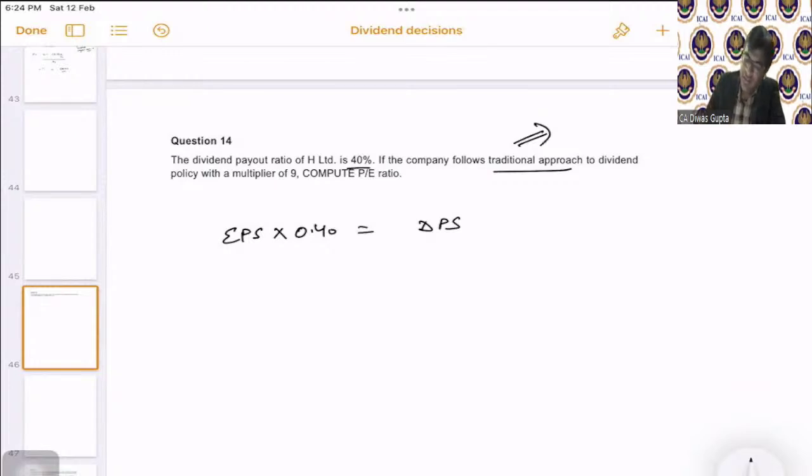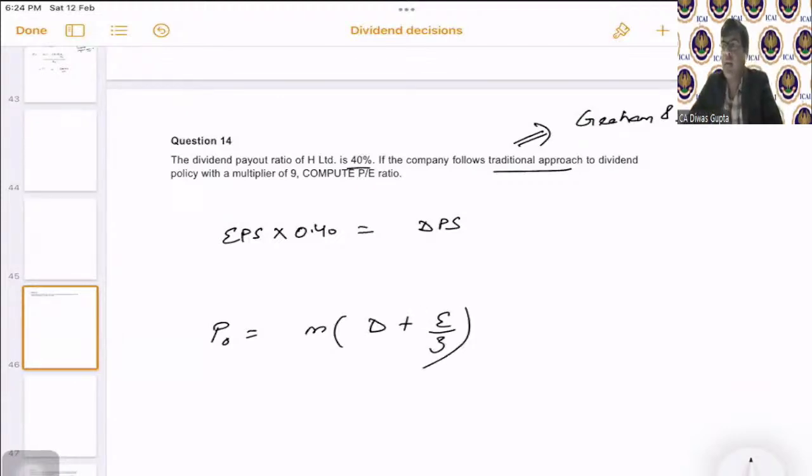So what is a traditional approach? What was our traditional approach, students? I told you that is the Graham and Dodd model. So the traditional approach is actually the Graham and Dodd model. As per that model, what is the price? P0 is equal to M times (D plus E divided by 3). Right, students? This is what the price as per the traditional model is.